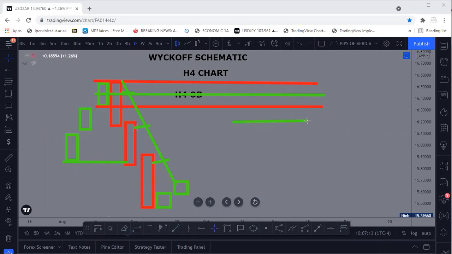So this is the tip of how to trade a Wyckoff schematic, because you can't be looking for a Wyckoff schematic everywhere. The ones that are reliable are the ones that happen underneath or above the higher time frame order blocks. That's how you trade the Wyckoff schematic. Let me show you a good example of that.